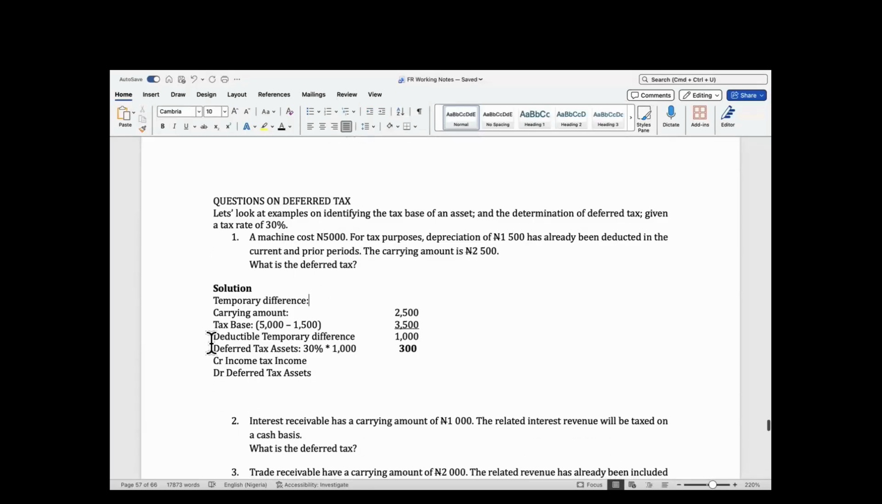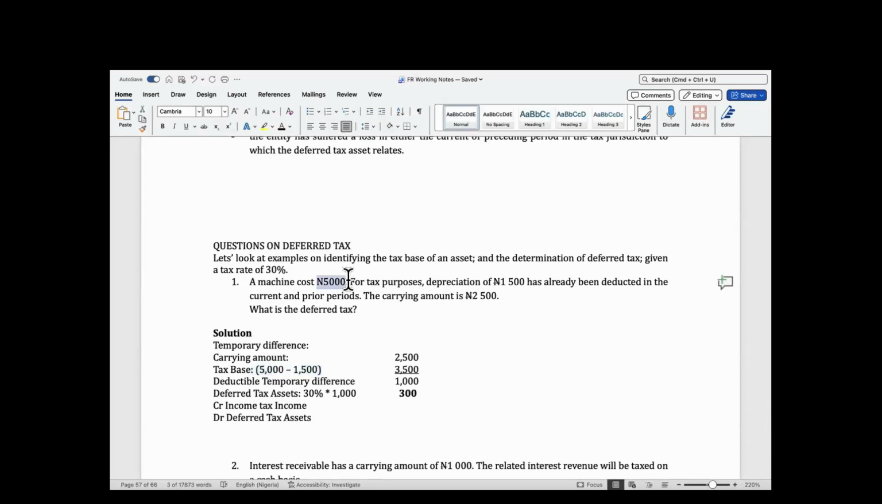Sir, they said for tax purposes, depreciation of 1.5 has already been deducted, and you deducted it again from the tax base, like from the cost and then the depreciation, to get your tax base. But they said already that it has been deducted in the current and prior period. Yes. So since it has been deducted, that's what I just did, to do what they said has been done.